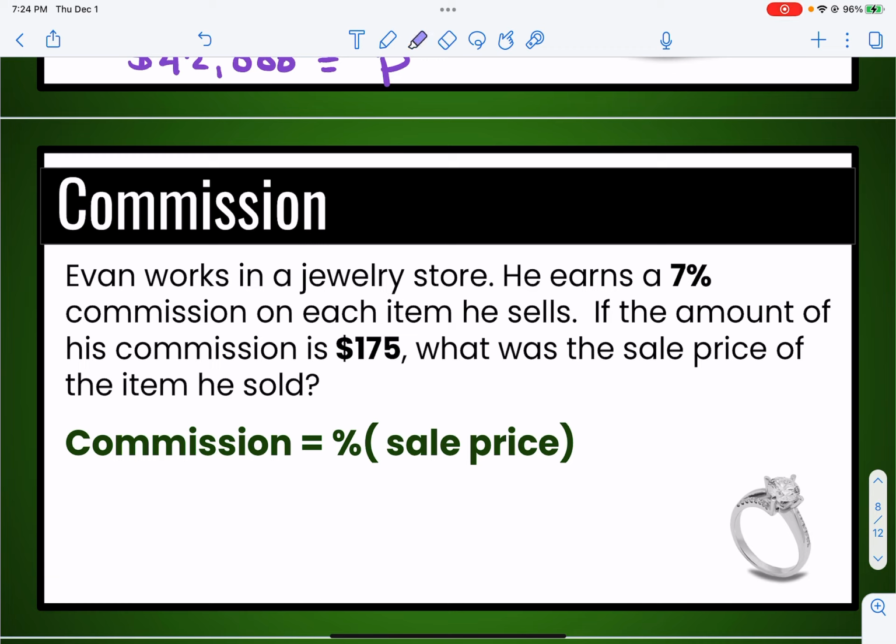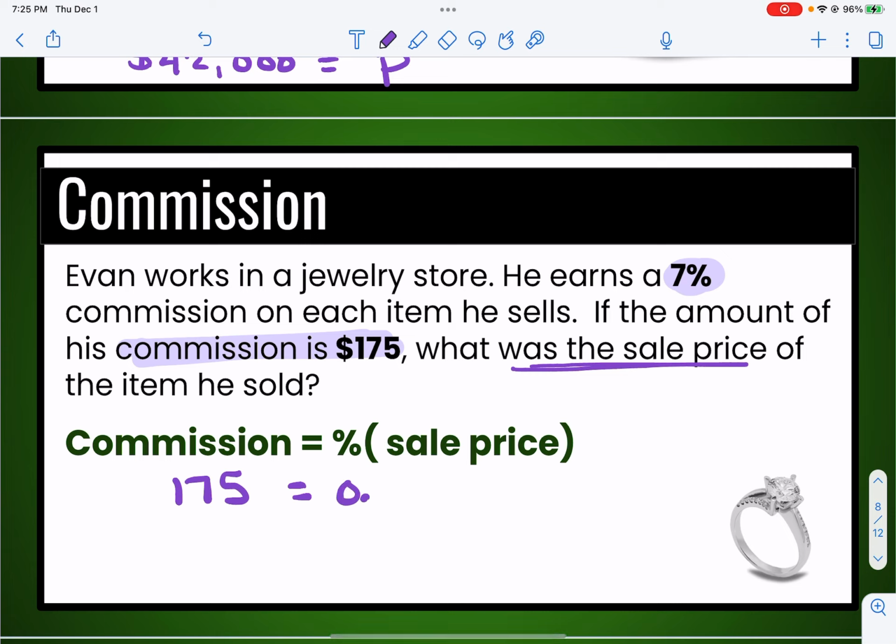Okay, so let's look at the information we've been given. I know the percent. And I know his commission is $175. And then I want to figure out what's my sale price. So the commission is $175. The percent is 7%, but as a decimal, that would be 0.07. And again, I'm looking for the price in this particular problem. So I have to decide, is this a multiply problem or should I divide this? Well, the 2 numbers I've been given are on opposite sides of the equal sign, so I know I'm going to divide. So I'm going to divide this side by 0.07, and these just cancel out.